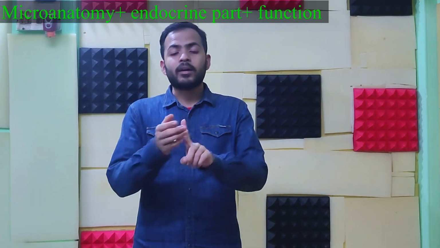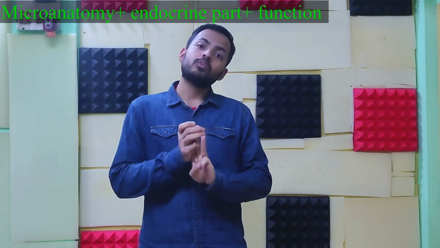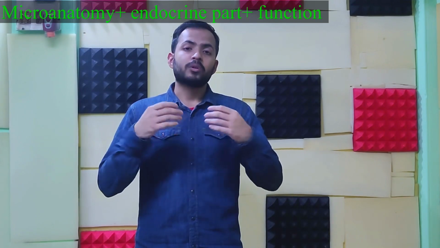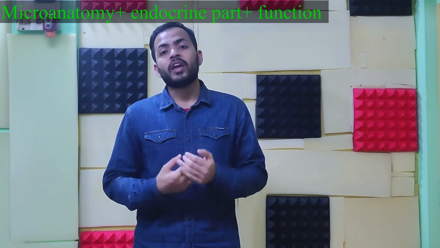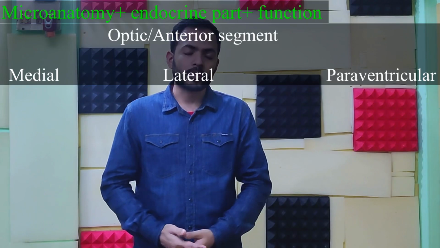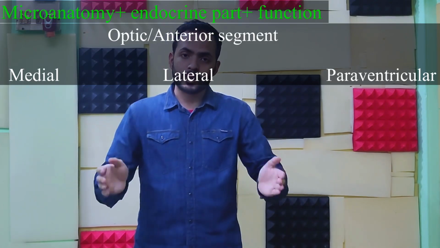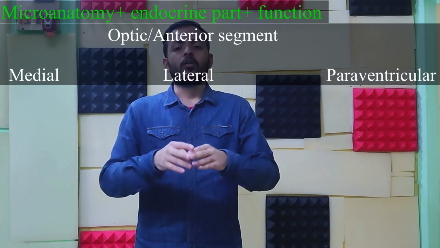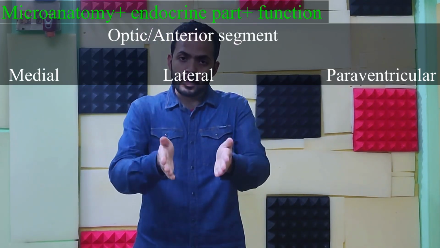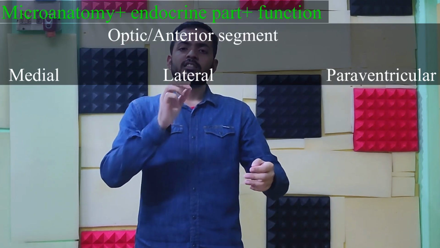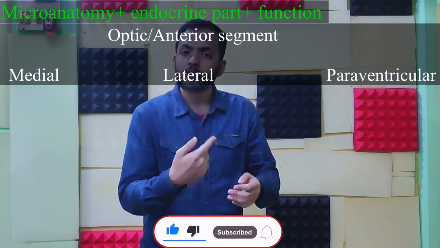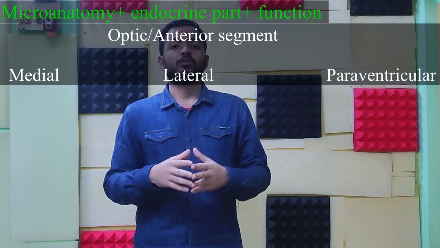And now the microanatomy along with the endocrine part along with the function, three things together I am going to talk about in great detail, so try to understand. I will not make it complicated, I will try to make it as simple as possible. First of all I am going to talk about the anterior segment of the hypothalamus, because under the microscope, as I said, it has two parts: the anterior segment, known as the optic segment. The optic segment has a medial part, a lateral part, and just in front of the center you will get the paraventricular part. Now first of all I am going to talk about the medial part.